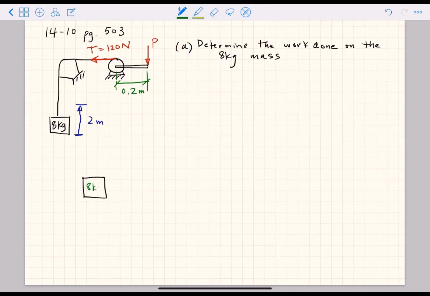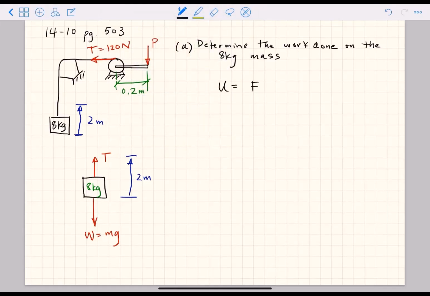If we draw that out, we know, again, that's 8 kilograms. We have a weight here equal to mg, and we have tension in the line that opposes it, and that's it. We know that this is raised 2 meters. Okay, so when we look at part A, we're going to write out the equation.